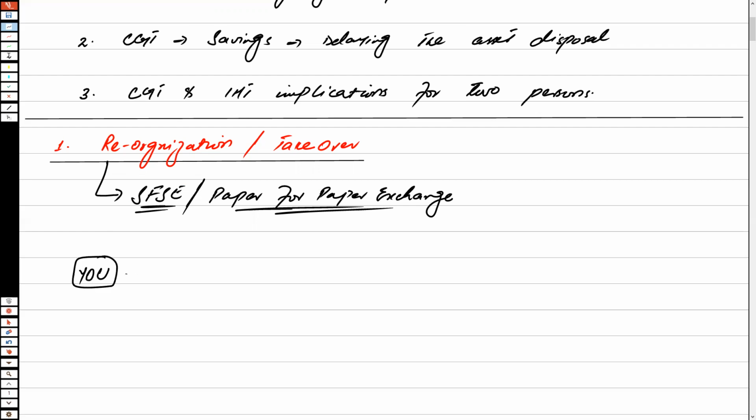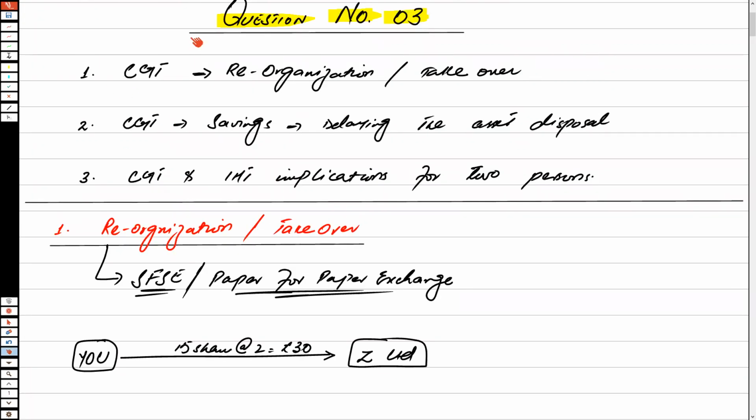You acquired, for example, 15 shares at 2 each. It means you have invested an amount of 30 for buying the Z Limited shares. You have acquired 15 shares at 2 each. I'm just creating a scenario. So the same things are tested in part 1 of the question.